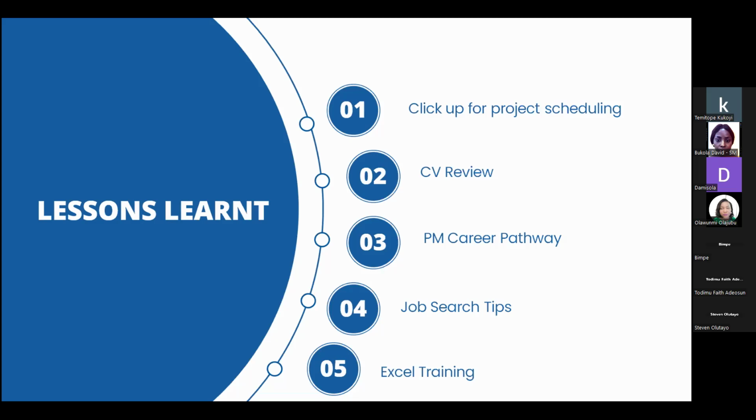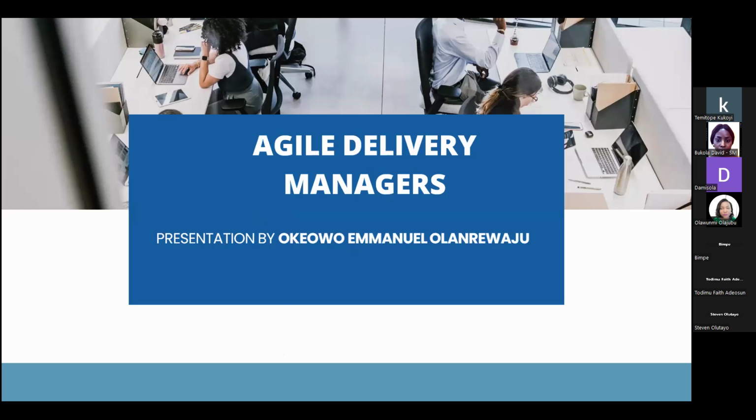And for this sprint, the lesson we learned was using ClickUp for project scheduling. We did a CV review with Aya as well, and he also gave us some tips. Also did some career path work with Aya as well, and did some job search. Also, we learned about Excel training during the normal weekly plan. Next slide. And that's all. Thank you.